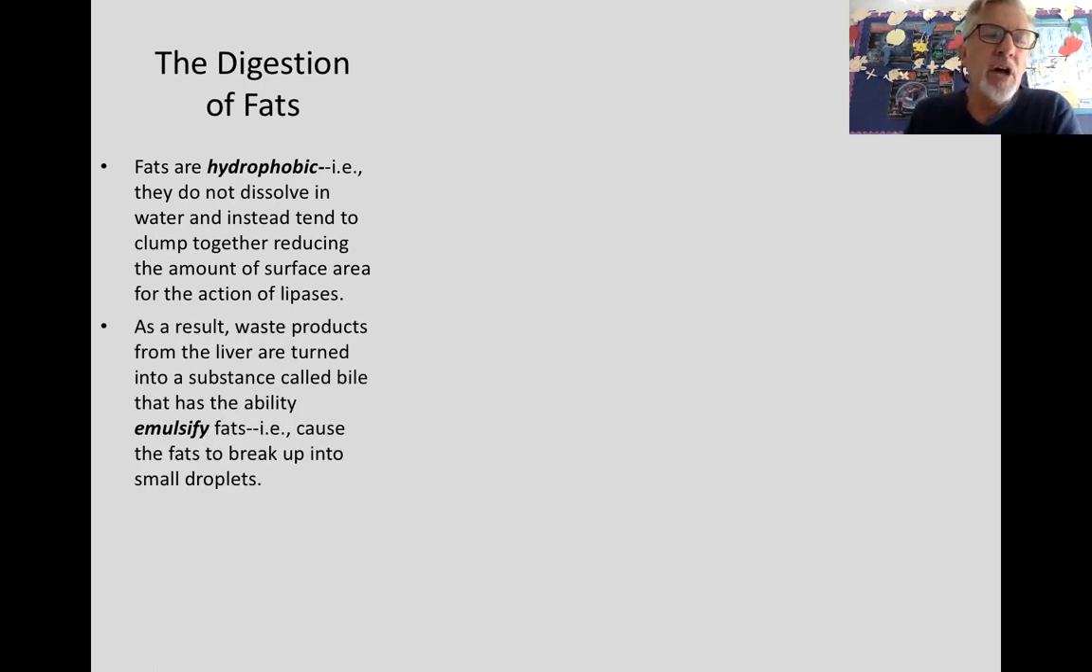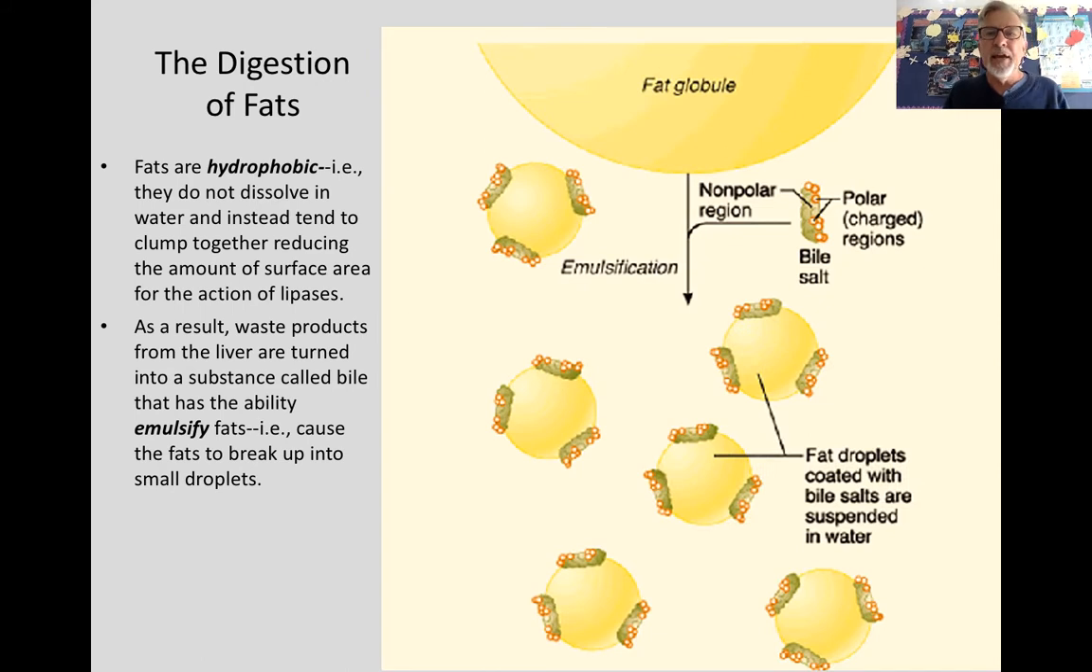So as a result, waste products from the liver are turned into this substance called bile, and bile has the ability to emulsify fats. Emulsification means that it causes the fat droplets to break up and become suspended in water. And here's a picture of that.